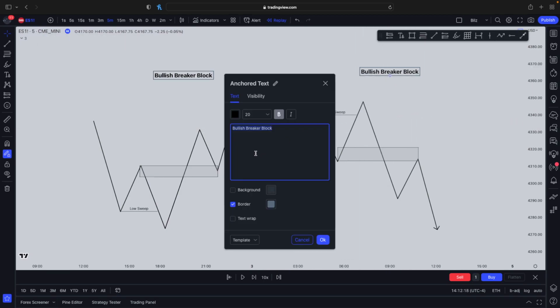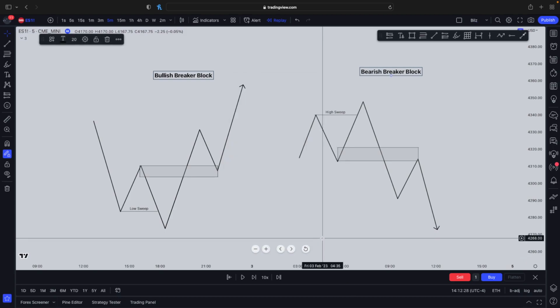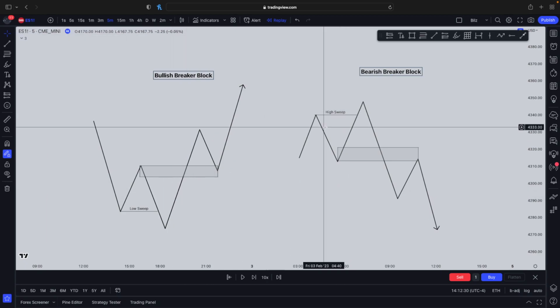No, sorry, this is meant to be a bearish breaker block. It's meant to be the exact same thing, but bearish. I was wondering why. Bearish breaker block. Just the same exact thing, but on the other side of the market.